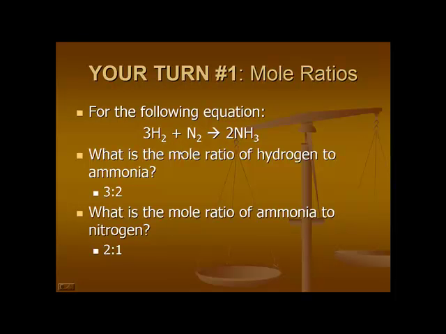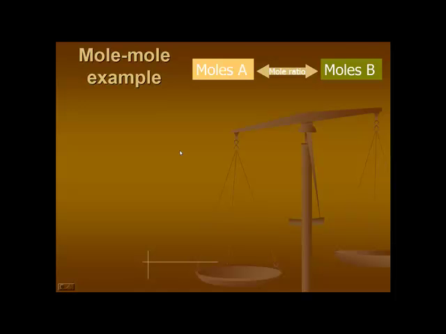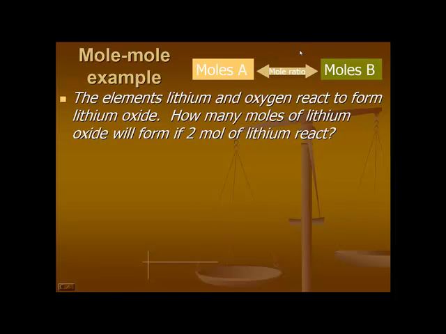Now we're going to start attaching some real math to this. If I want to convert from moles of one substance to moles of another, this mole ratio is going to be my bridge between them. So for example, I've got lithium and oxygen reacting to form lithium oxide. I want to know how many moles of lithium oxide will form if I start with 2 moles of the lithium. So I'm going to be connecting one substance to another. First step, for any of these kinds of problems, is always to write and balance the chemical equation. Sometimes that'll be done for you.